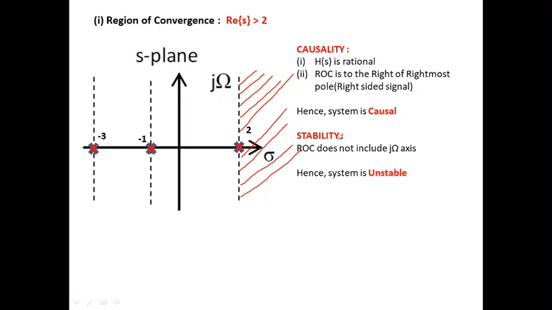Secondly, what is the condition for stability? Stability condition is the ROC should include the j omega axis. But here the ROC does not include the j omega axis. Hence, the system is said to be an unstable system.